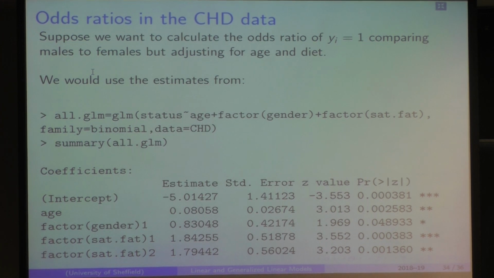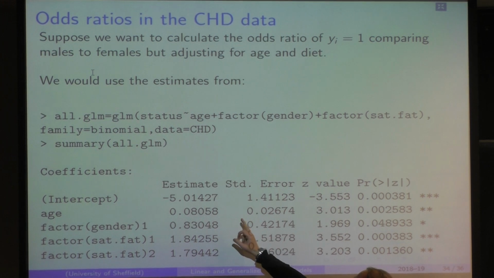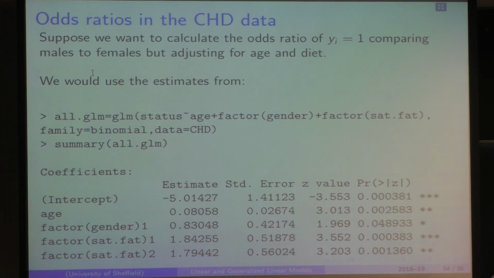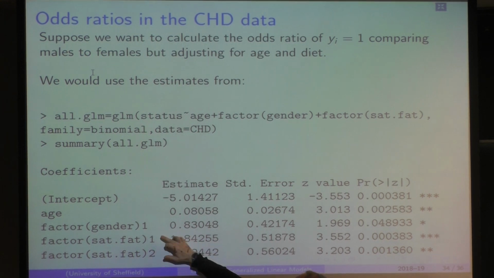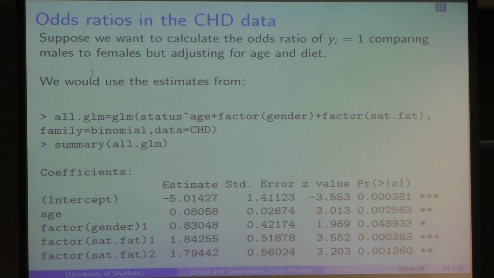Okay, so we get estimates for all of our parameters. There are 5 parameters that we estimate here: the constant term, the coefficient of age, the coefficient for being male, which is this one, and then here we get coefficients for medium fat diet and high fat diet. You might notice something if you look carefully at those numbers, which is a little bit surprising.